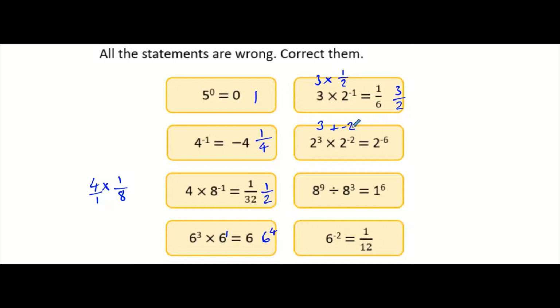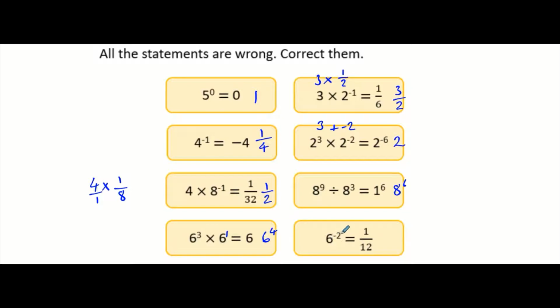Now 3 add minus 2 is the same as 3 minus 2, which is just 1, so we end up with 2 to the power of 1, also known as 2. Here's one, we've got the same base, 8 to the 9 divided by 8 cubed. We subtract the powers, so 9 minus 3 is 6, so the power is correct, but the base is 8. It should be 8 to the power of 6, not 1 to the power of 6.